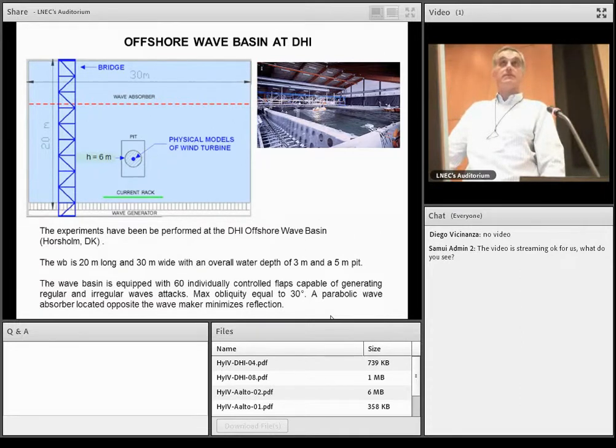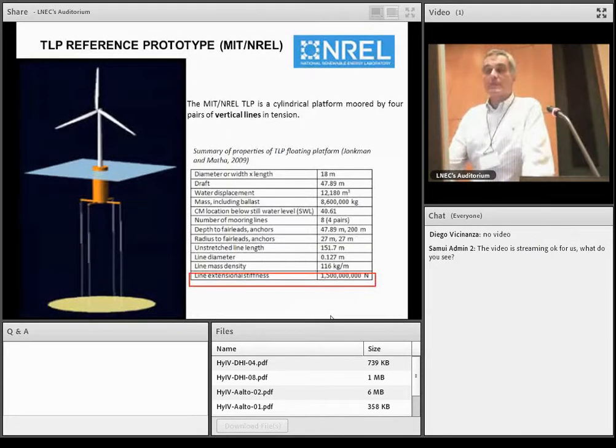The draft of the structure is about 48 meters, and the line extensional stiffness has a huge value. This is the model in the basin. We adopted a 1 to 40 scale factor. The floater was made of plastic material with mass density 1,200 kilograms per cubic meter.